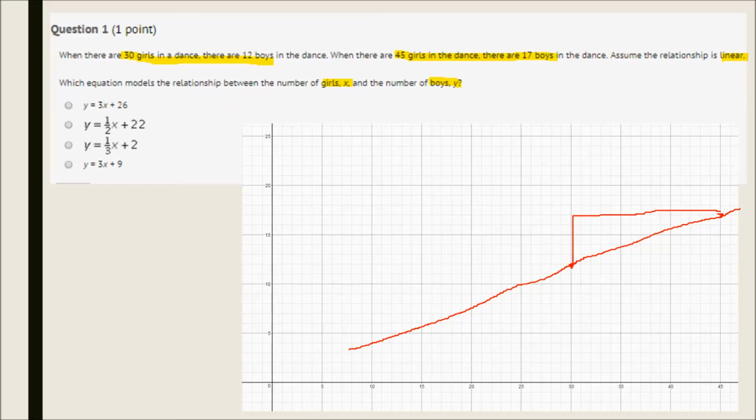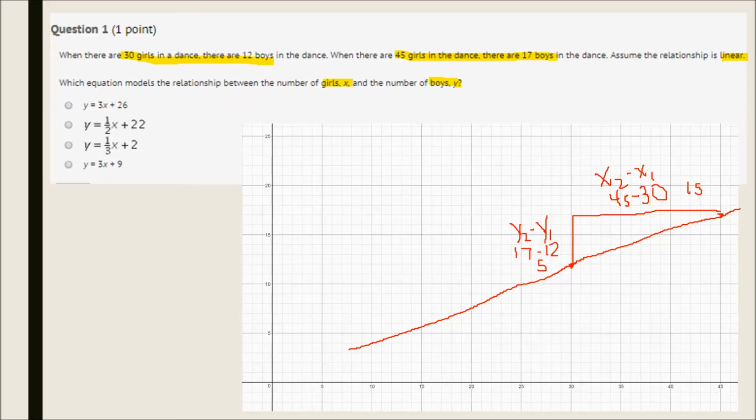So the rise would be the change in the y values. So I'm going to go y2 minus y1. The y value on the y2 is 17 minus 12. So my change in y is 5. And then looking at my change in x, I see that it was 30 to 45. So it'd be x2 minus x1. x2 is 45, x1 is 30, that's 15.